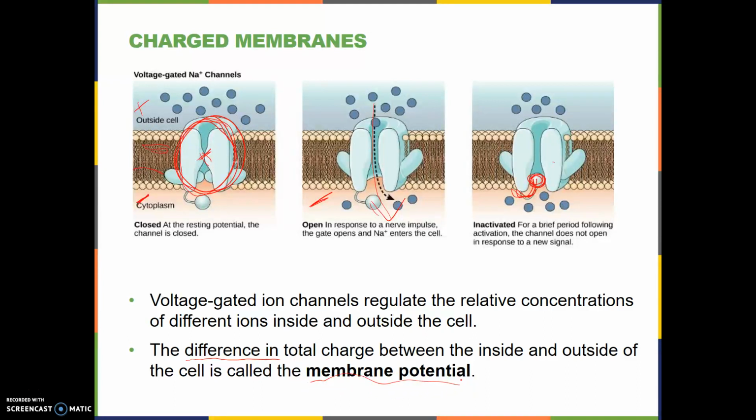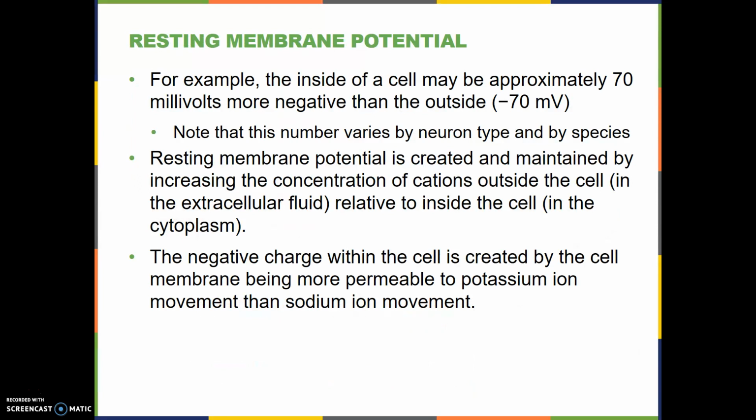So at rest, the resting membrane potential is negative 70 millivolts. And what happens is that resting membrane potential is created and maintained. Actually, it doesn't say on here, but if you remember from Bio 111, we talked about the sodium potassium pump. Well, the sodium potassium pump pumps 3 sodium ions out of the membrane for every 2 potassium ions in.